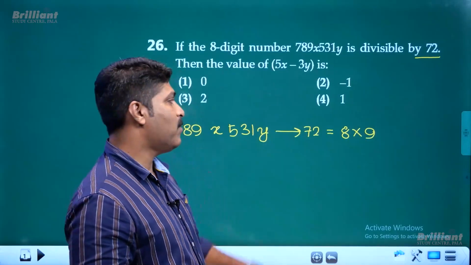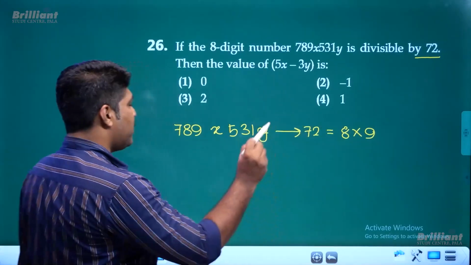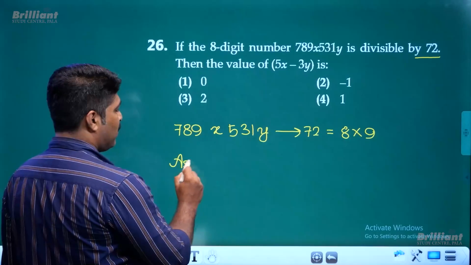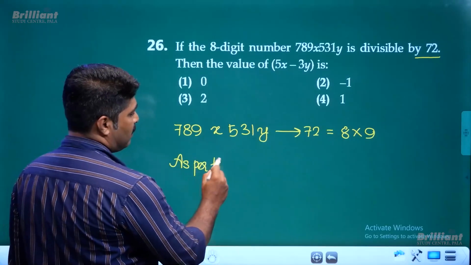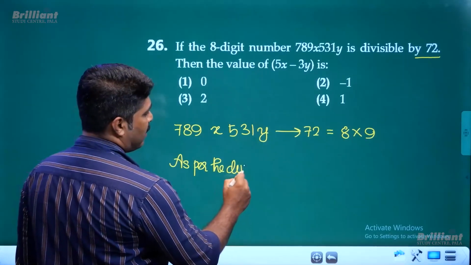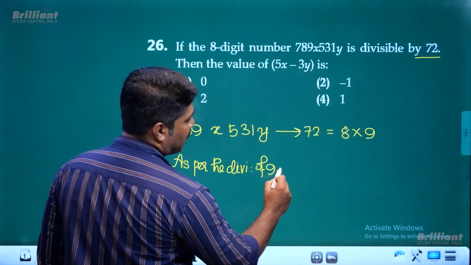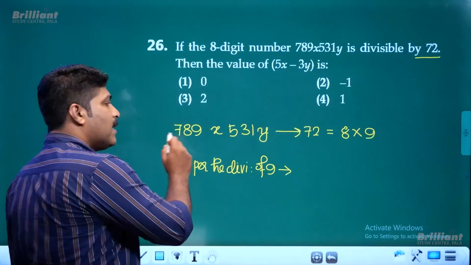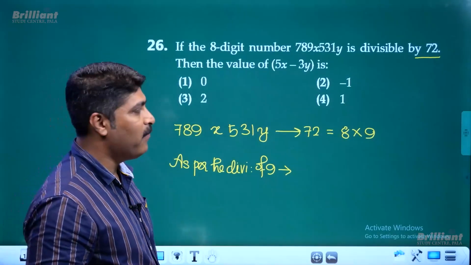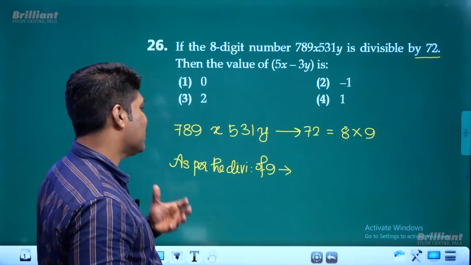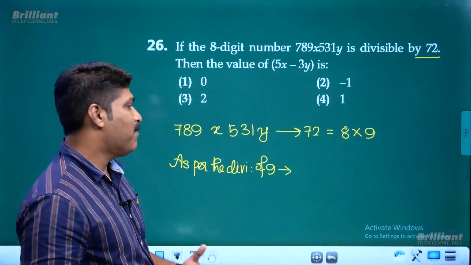First we can consider the divisibility rule for 9. As per the divisibility of 9, what is the required condition? The sum of the digits should be a multiple of 9. That's the required condition.